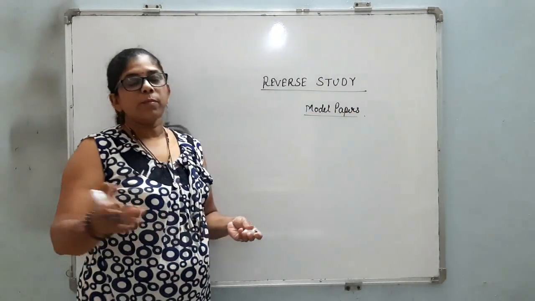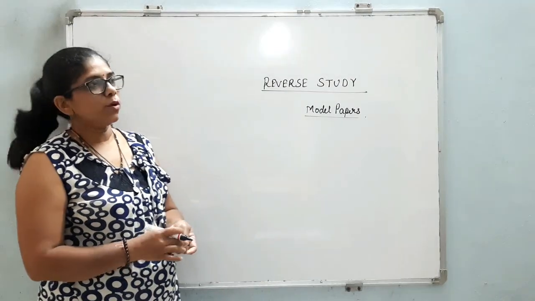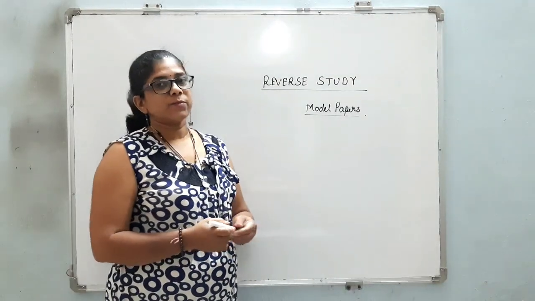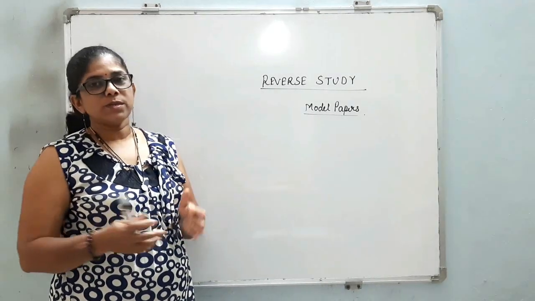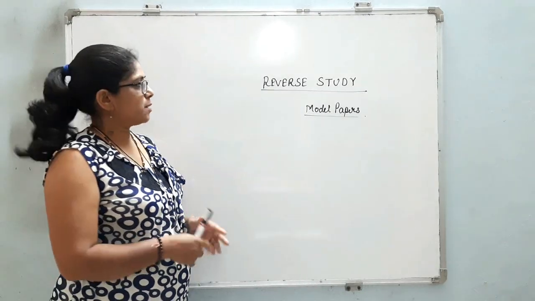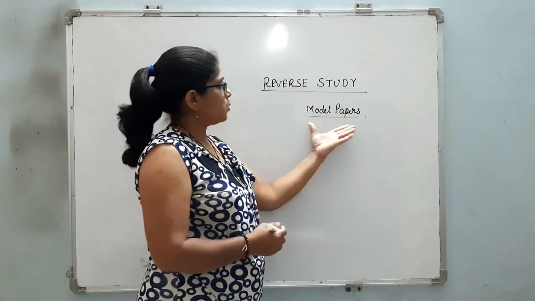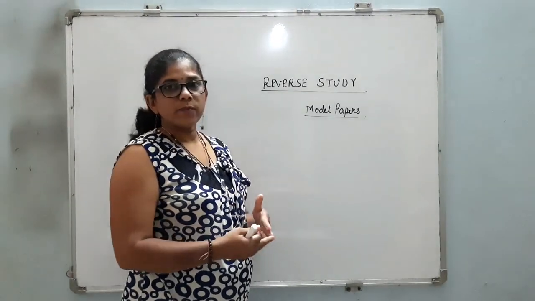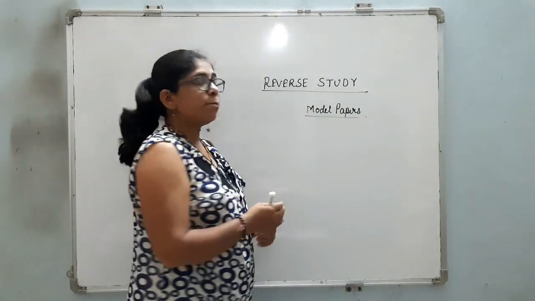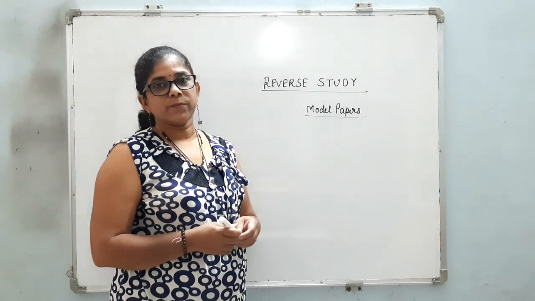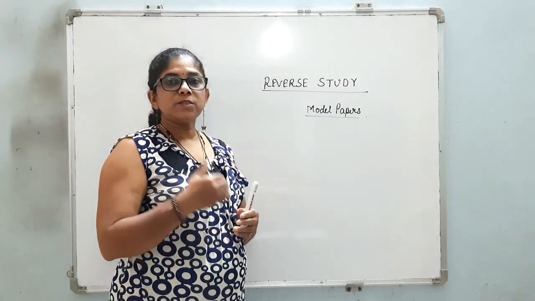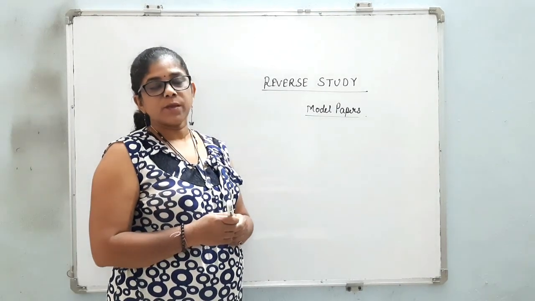There are a lot of model papers available in the market, and for my class especially, I always suggest the Zen model paper set, which is very easy to understand and very easy to follow and up to the board paper pattern. So here we follow those papers. What you have to do after the completion of your portion is straight away study the pattern of the paper. Which type of questions are asked? How many questions are asked from each chapter?